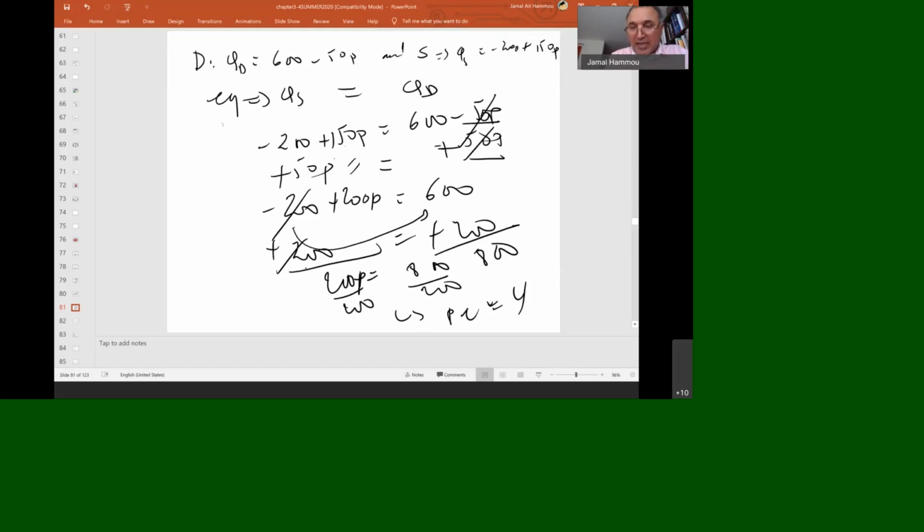When I come up with the price equilibrium, I just plug the number in both equations, just to be sure that I come up with the equilibrium. Okay, so that's one thing. So now you know the equilibrium.